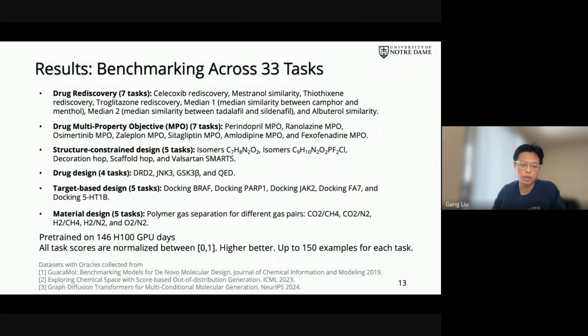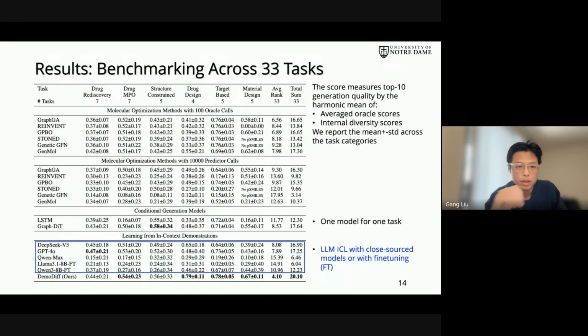This oracle is used to evaluate the generated molecules. Also, for each task, we prepare up to 150 labeled examples. They are used for different purposes, like training the prediction model, because some of the baselines I will introduce later need to use prediction models. And we also use these examples to formulate context for in-context learning baselines. Okay, then let's go to the results.